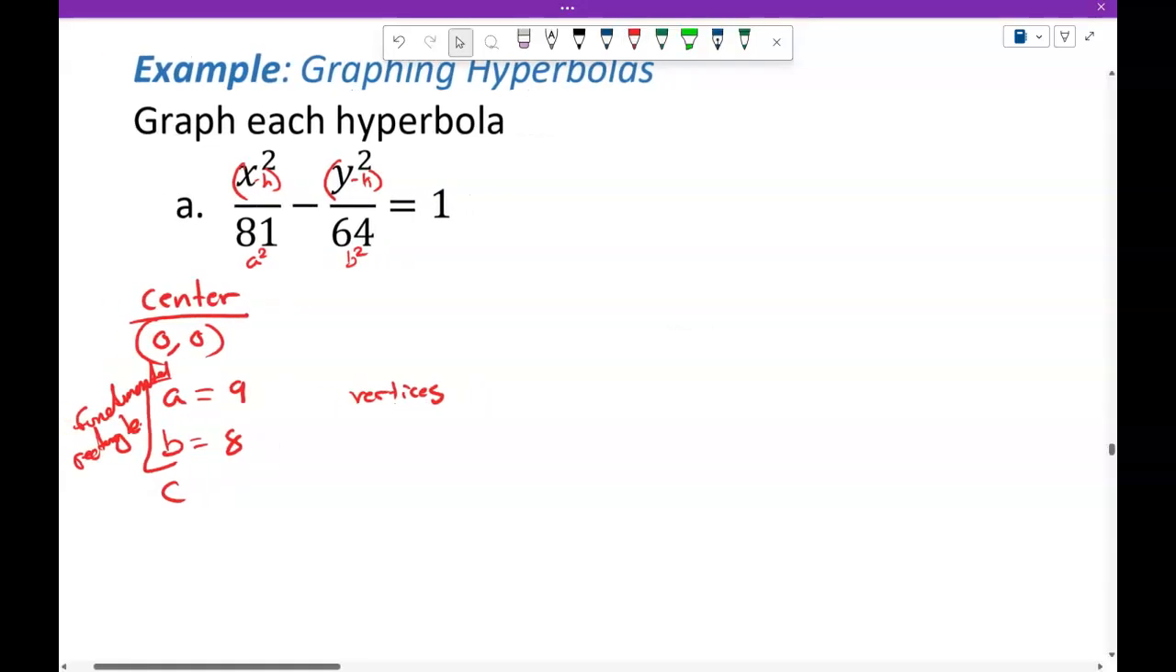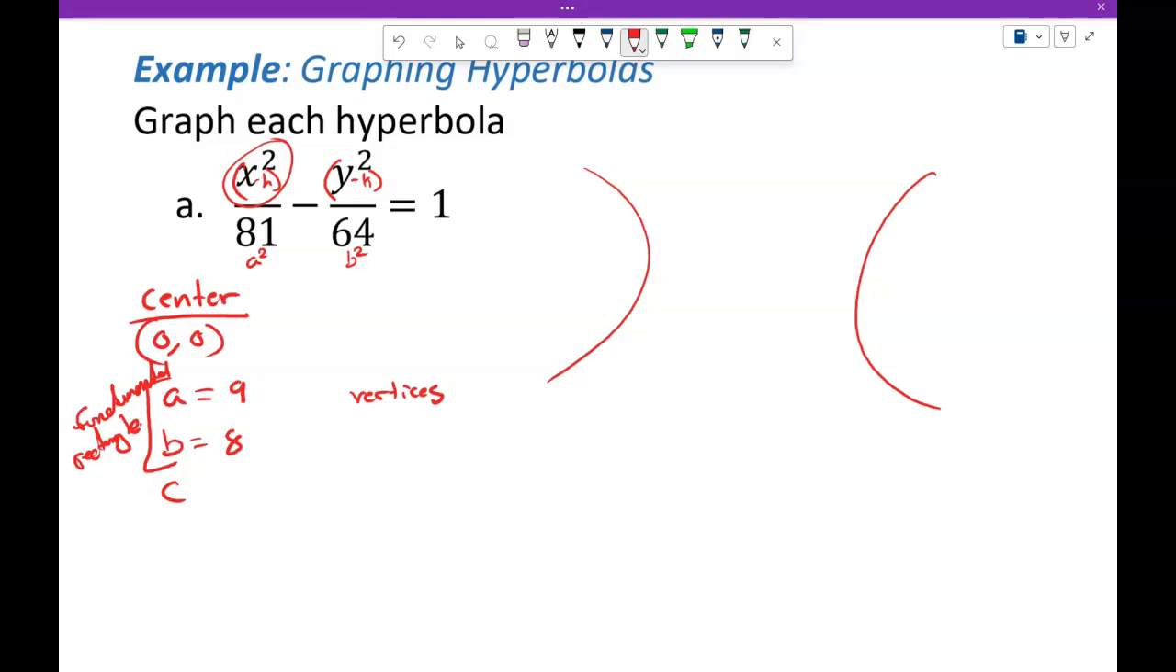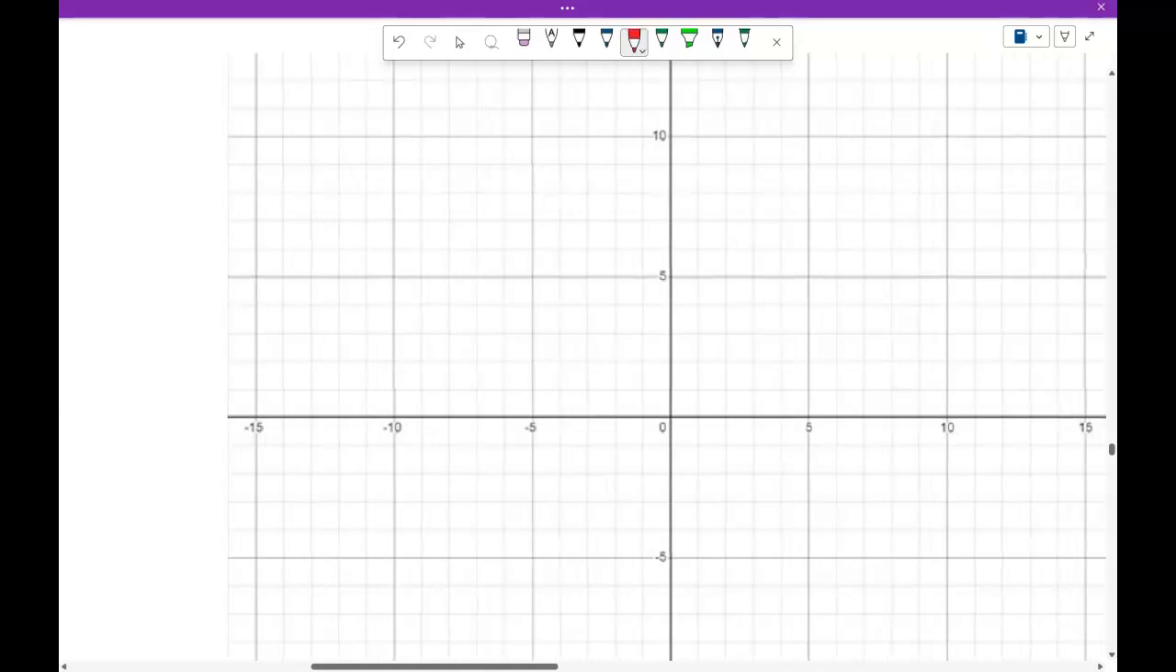Now we need to consider what direction our hyperbola is going to open. Since x is first, it's going to be along the horizontal axis. We'll have our center, and then our vertices will be to the left and to the right, a units, which is 9, to the left and the right. So if our center's at 0, 0, we'll have a vertex at 9, 0 and negative 9, 0. Let's go ahead and plot those points on our graph. Center at 0, 0, vertex, and vertex.